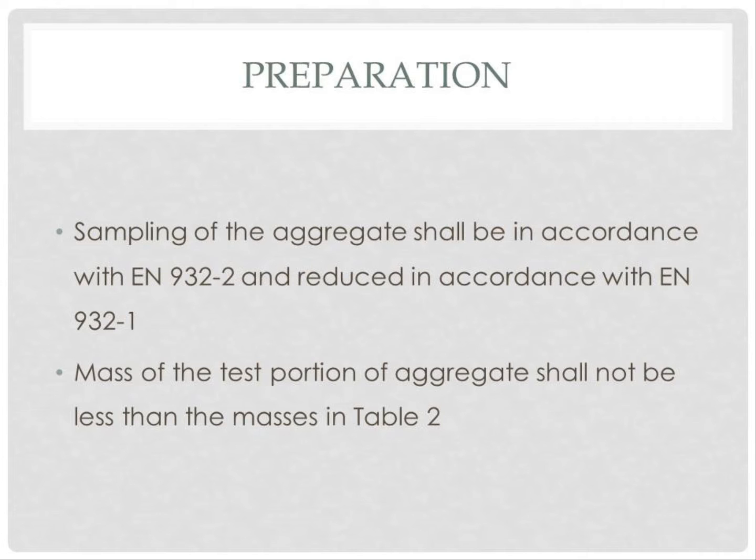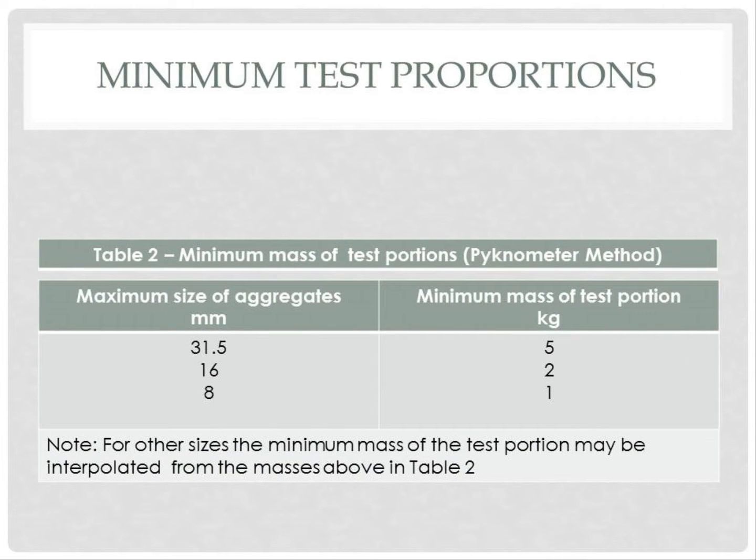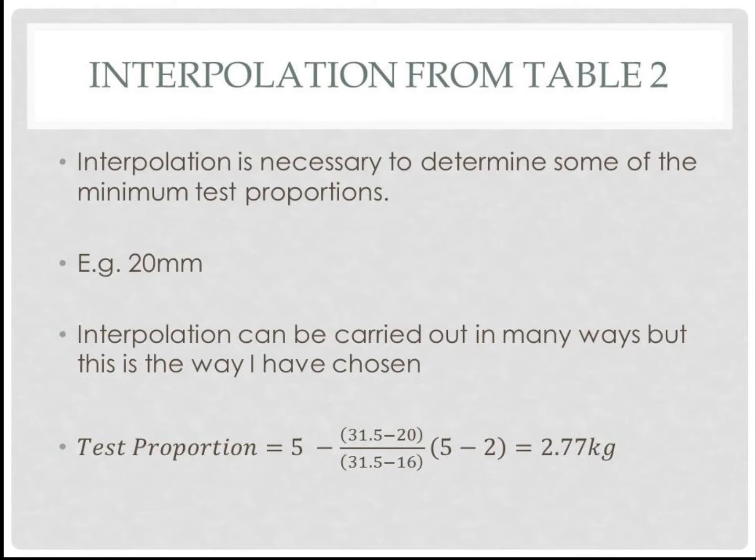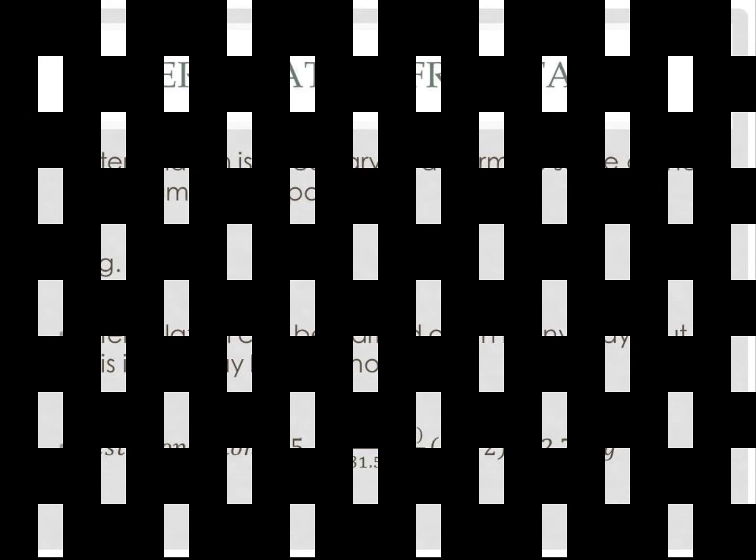The table attached illustrates Table 2, minimum test proportions for the test. Interpolation from Table 2 may be necessary to determine some of the minimum test proportions. For example, 20 mm. Interpolation can be carried out in many ways, but this is the way chosen.